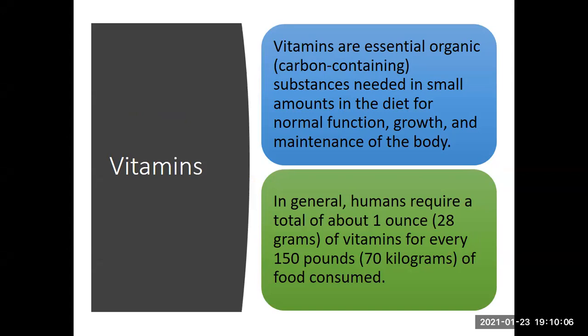In general, humans require a total of about 28 grams of vitamins for each 70 kilograms of food consumed. Vitamins are essential substances that cannot be synthesized in our body, so we need to obtain them from food. They are called vitamins because they are vital amines.